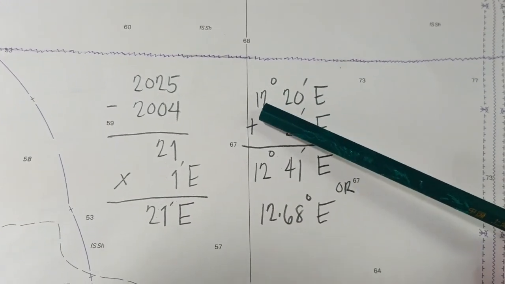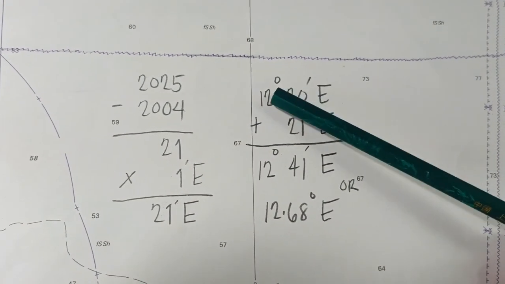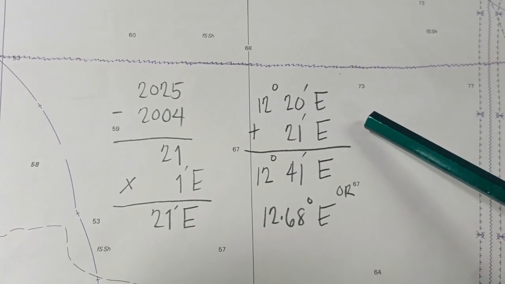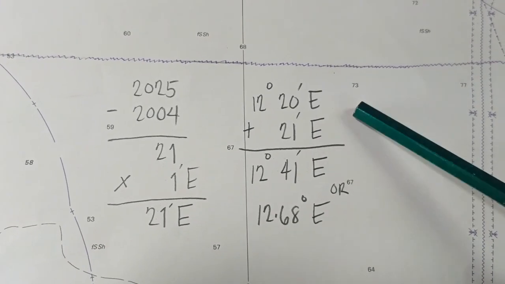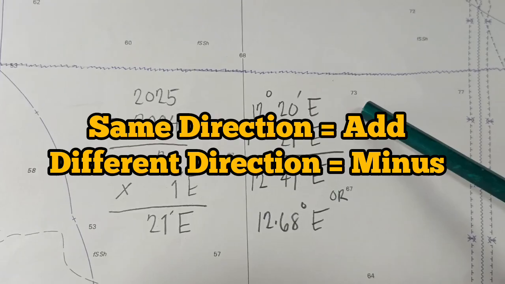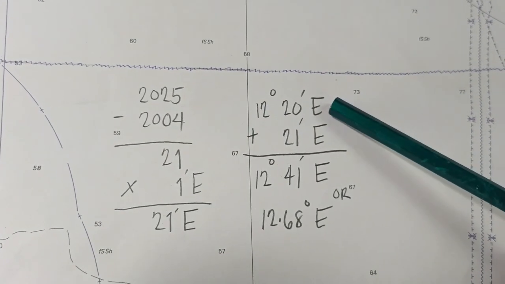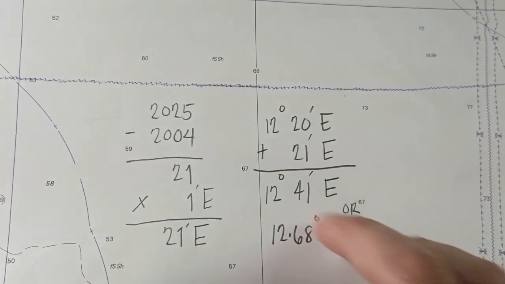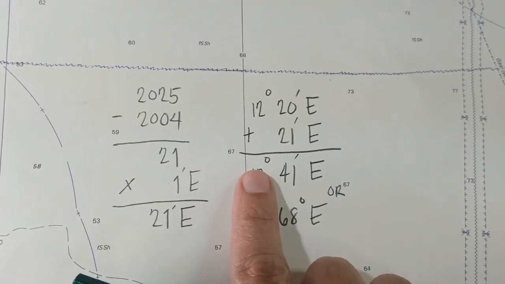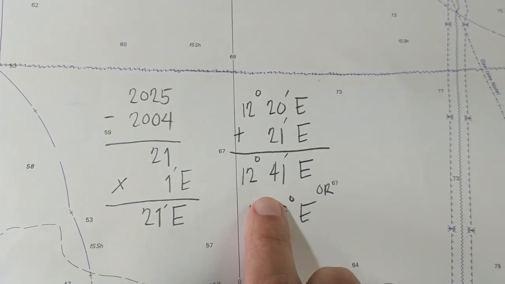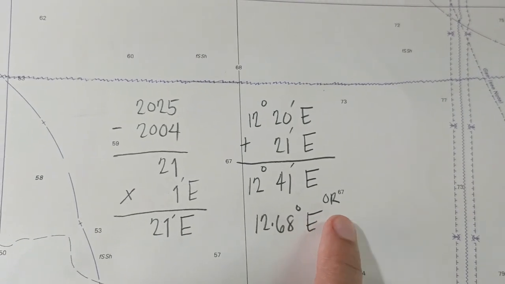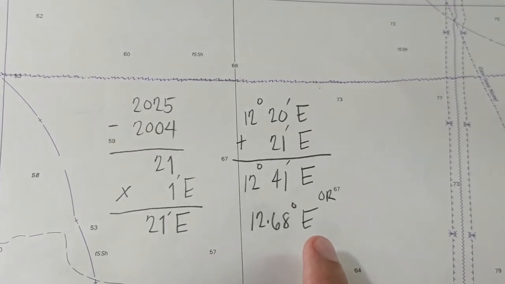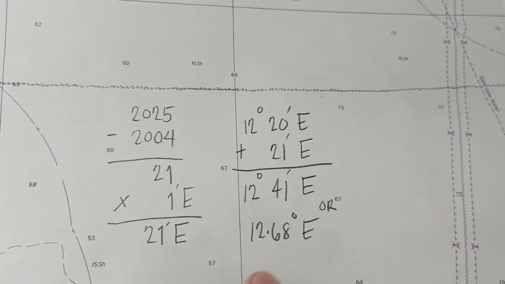Then you have the main on 2004, the main 12 degrees and 20 minutes east. Then you just add the annual variation, so that is 21 minutes east. Then the rule here, guys: same name, add; different name, subtract. Since they are the same name, east and east, 21 minutes east, you just add this to 12 degrees, so 12 degrees and 41 minutes east. That is your magnetic variation, or convert this to degrees: 12.68 degrees east, the actual magnetic variation. This is on the paper chart.